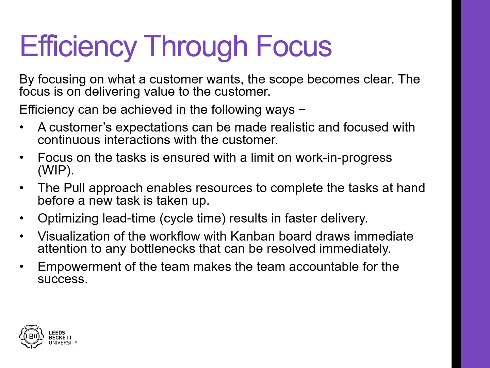The pull approach enables resources to complete the task at hand before the next task is taken on. So you do what you're doing and then you take on the next one. It's not a push, somebody trying to make you rush the product you're doing now so you can give them the next one. So hopefully quality will go up. It optimizes lead times, cycle times, and results in faster delivery. Visualization of the workflow with a Kanban board draws immediate attention to any bottlenecks. We've sort of covered that. Empowerment of the team makes the team accountable for the success. So empowerment as well as visual metrics around the company.